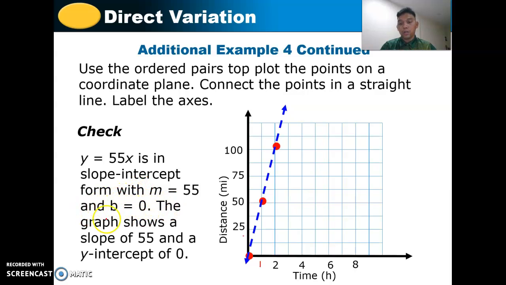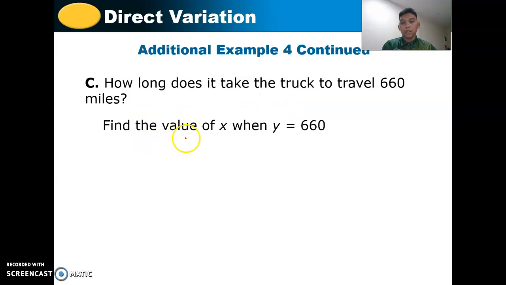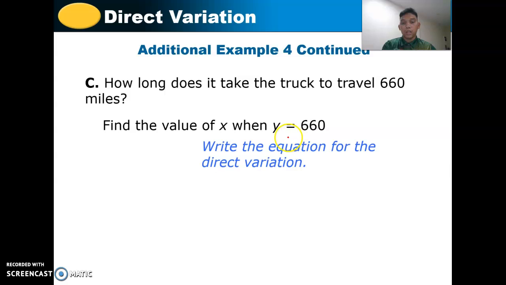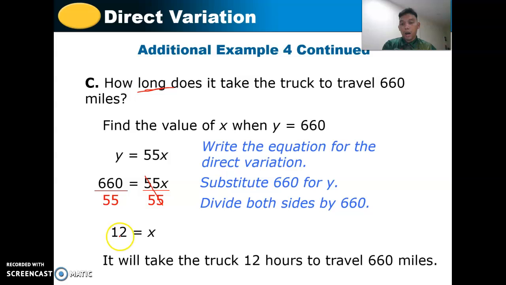Now y equal to 55x is in slope-intercept form with m equal to 55 and b equal to 0. The graph shows a slope of 55 and a y-intercept of 0. You need to say the graph passes through the origin. How long does it take to travel 660 miles? Find the value of x when y is equal to 660. We just replace the y here by 660 and solve for x, because it's asking for the time, how long. We divide, and the result is 12 hours. It will take 12 hours to travel 660 miles.